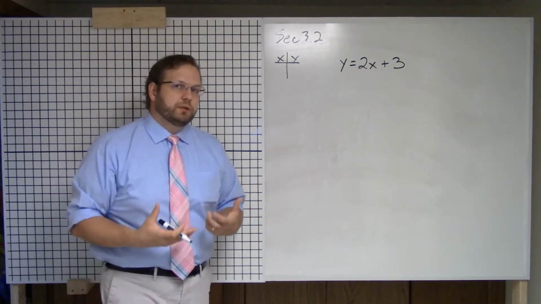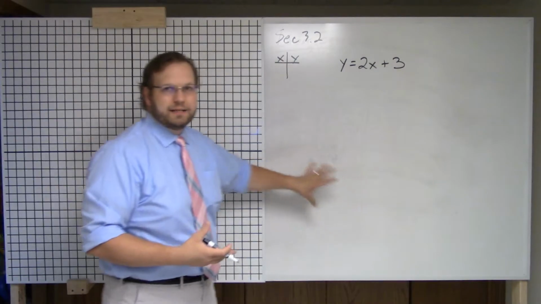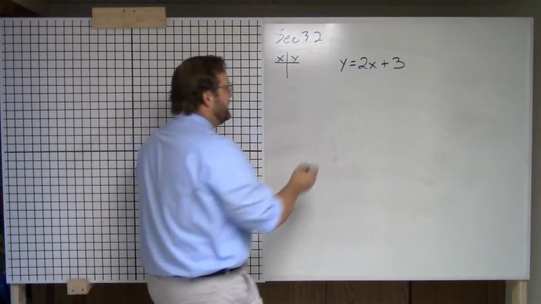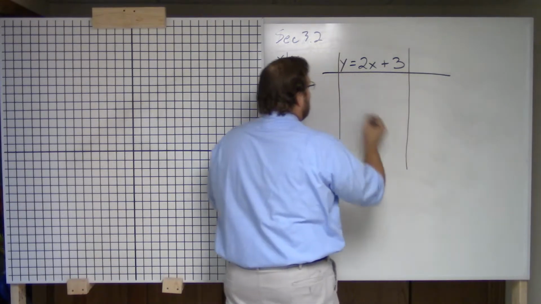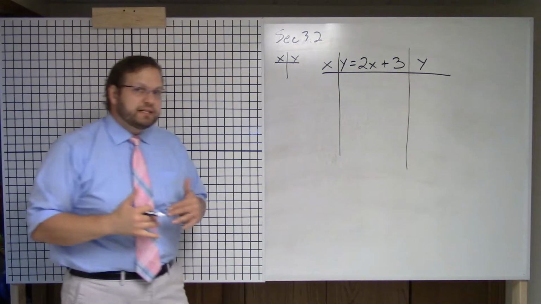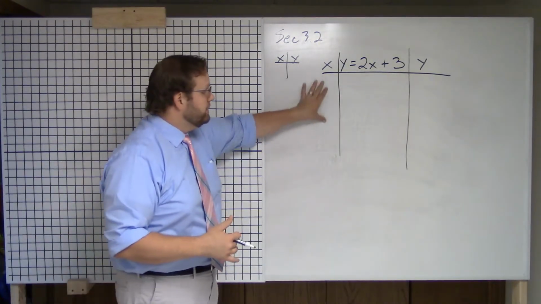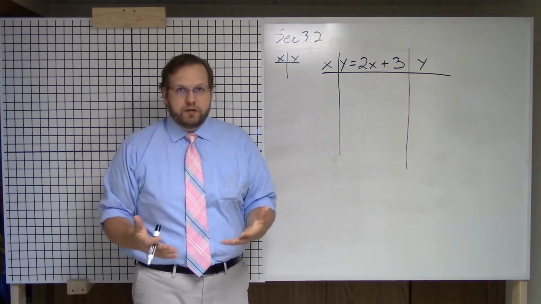I personally don't like that because it doesn't give you any room to work. Therefore, your work ends up going all over the place. So what I like to do is build my table around my equation. So I've got an x and I've got y. In the previous section, sometimes they plugged in an x, sometimes they plugged in a y. You can feel free to do that.